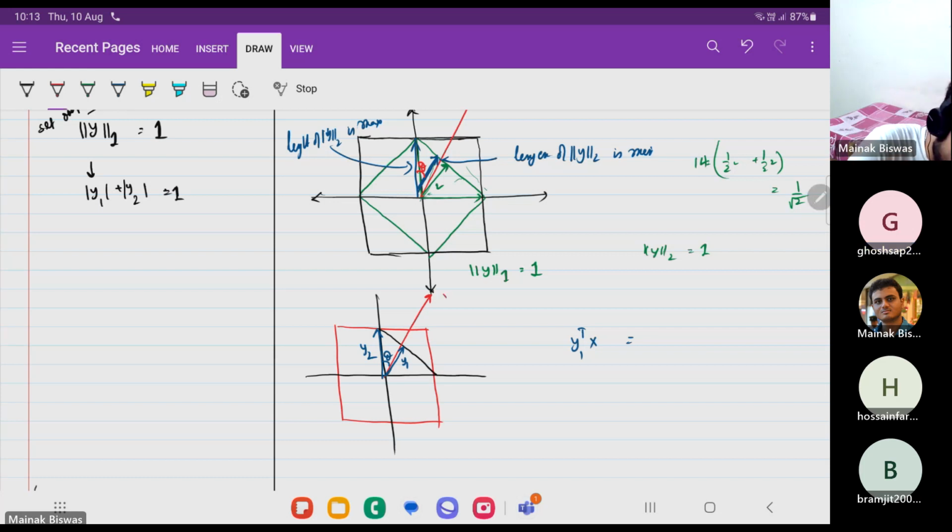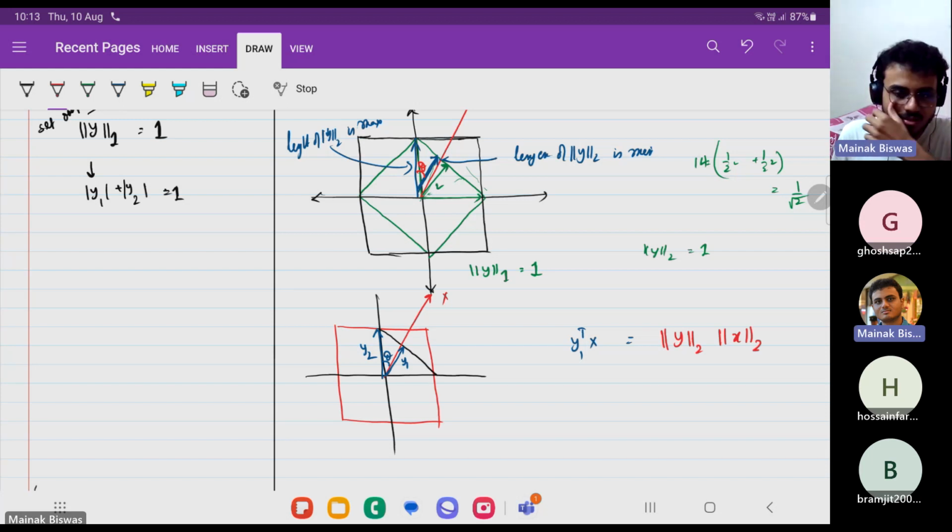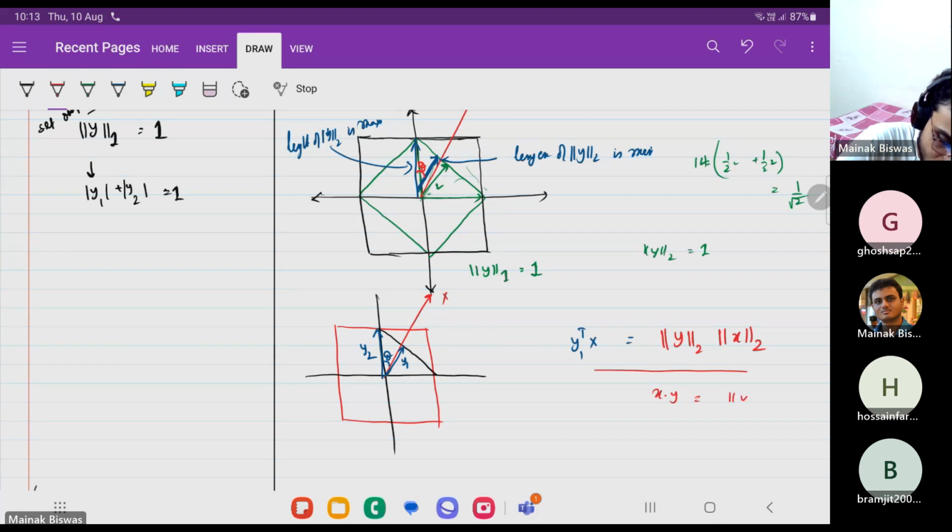y1 transpose x will be the norm of y into the norm of x, by your normal Cauchy-Schwarz identity, into cos theta. But here cos is 0 degree. Dot product is defined this way, right? Your x dot y is given by the norm of x, norm of y, cos theta. And it is defined on the Euclidean space. Always remember, dot product is defined on the Euclidean space.